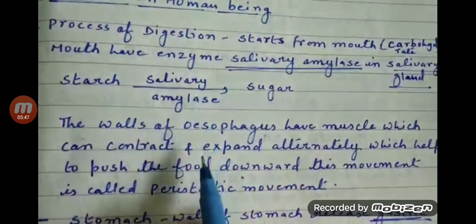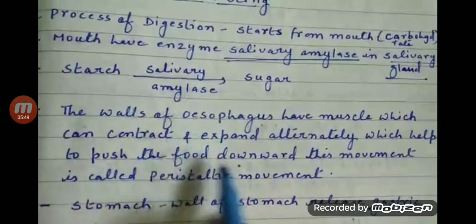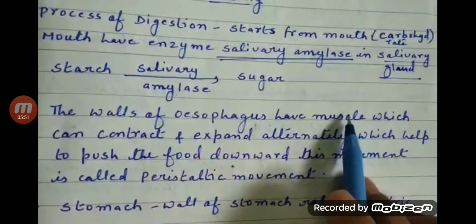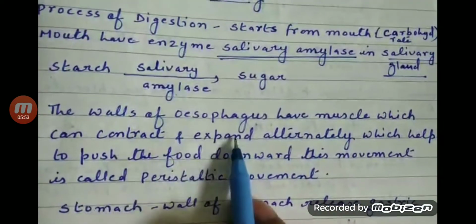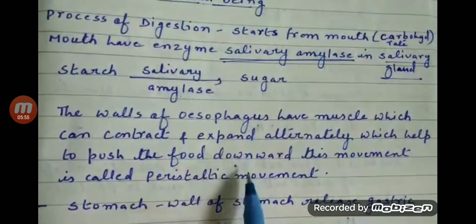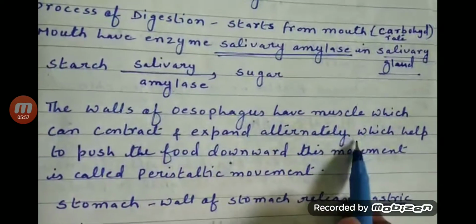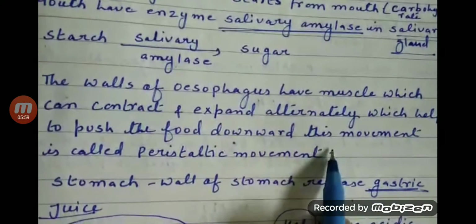Then the food is moved down to the esophagus. The wall of the esophagus has muscles which continuously contract and expand. As a result, the food is pushed down. This movement is called the peristaltic movement.